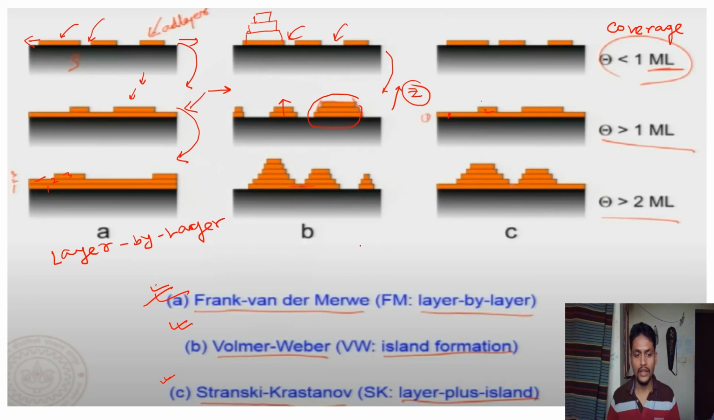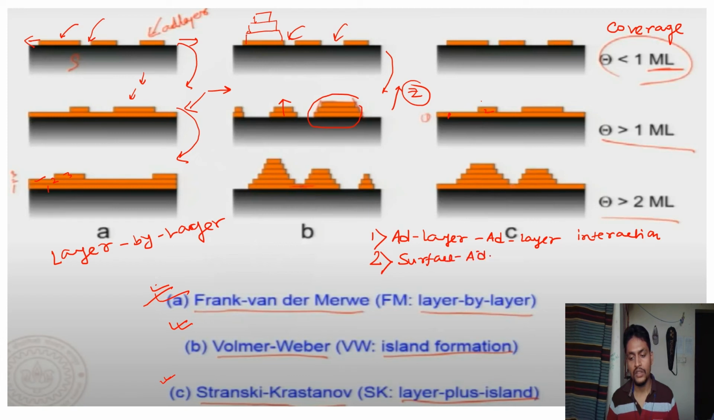To get any kind of add layer on a surface, we need to consider two kinds of force, or interaction. One is the add layer to add layer interaction, and the other is the surface to add layer interaction. So these two kinds of interaction are always present.